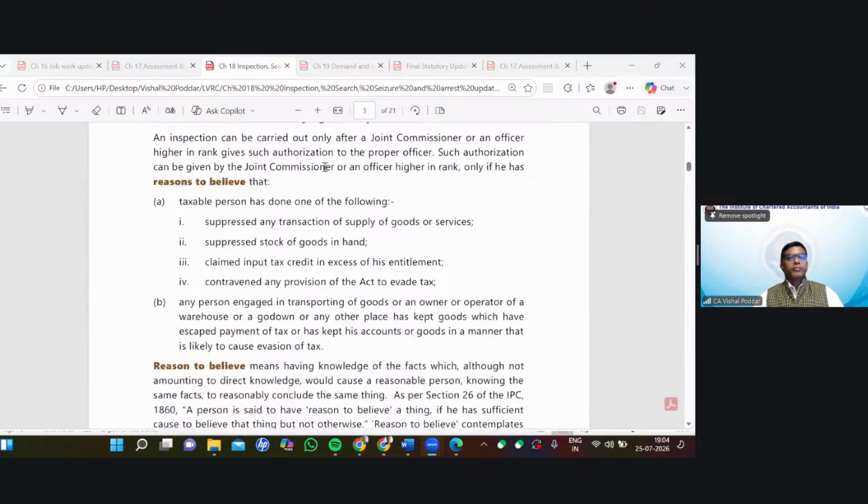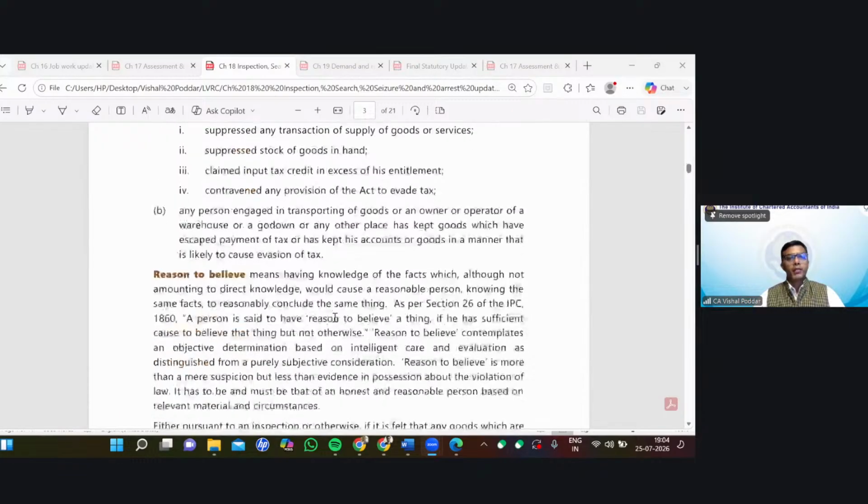Now, where this authority has reasons to believe. What do we mean by reasons to believe? That we are going to discuss further. Only then can they order inspection. Further, any person who is engaged in transporting goods, or an owner or operator of a warehouse or any other place, has kept goods which have escaped payment of tax, or has kept his accounts or goods in a manner that is likely to cause evasion of tax.